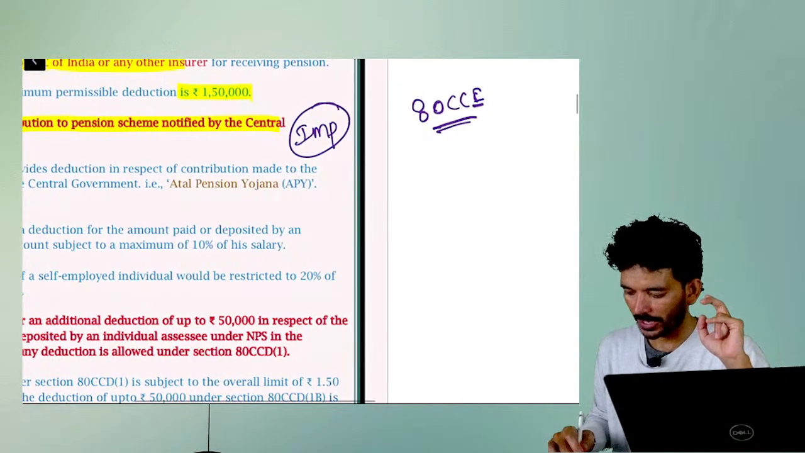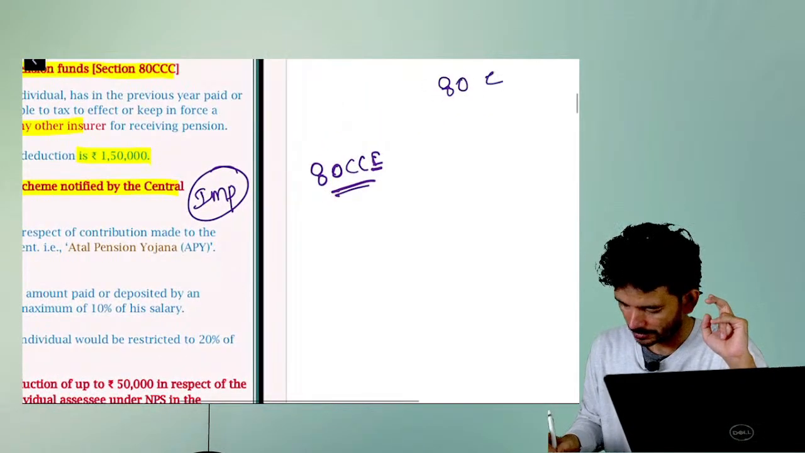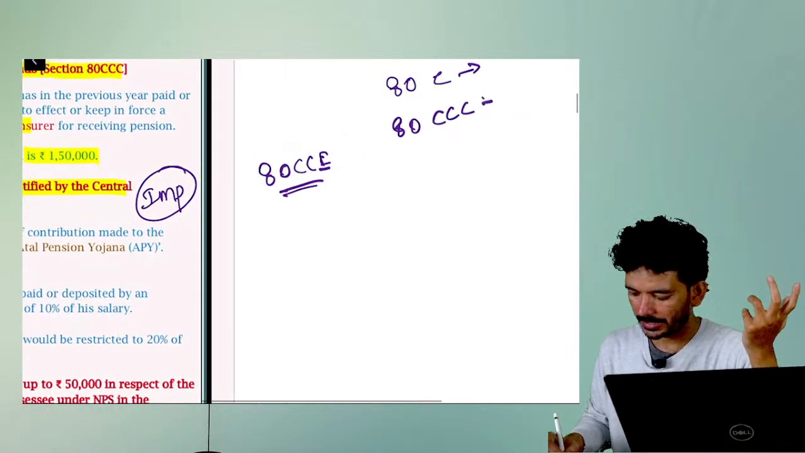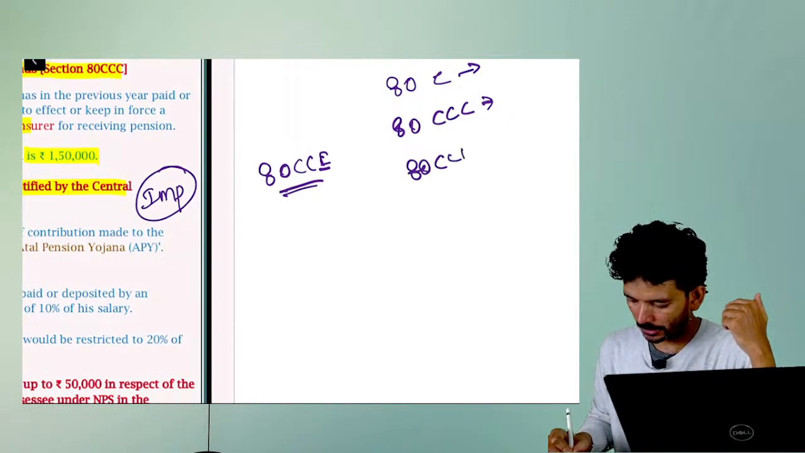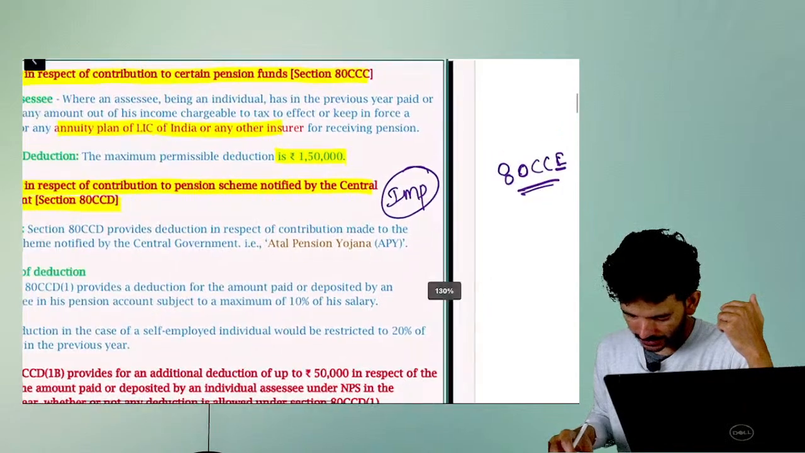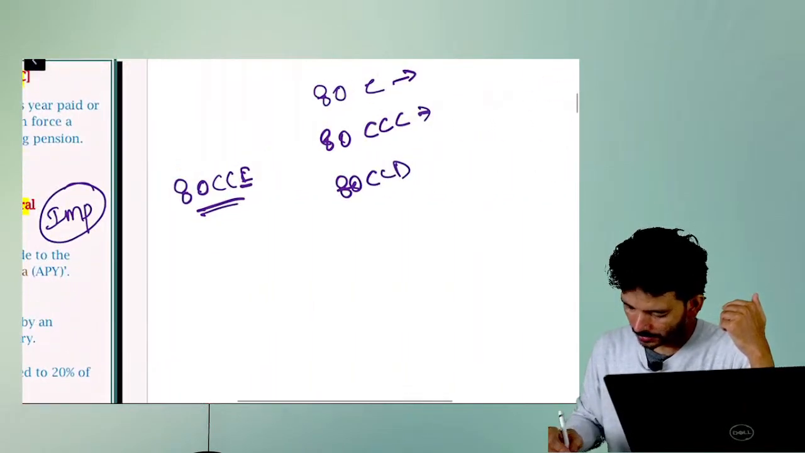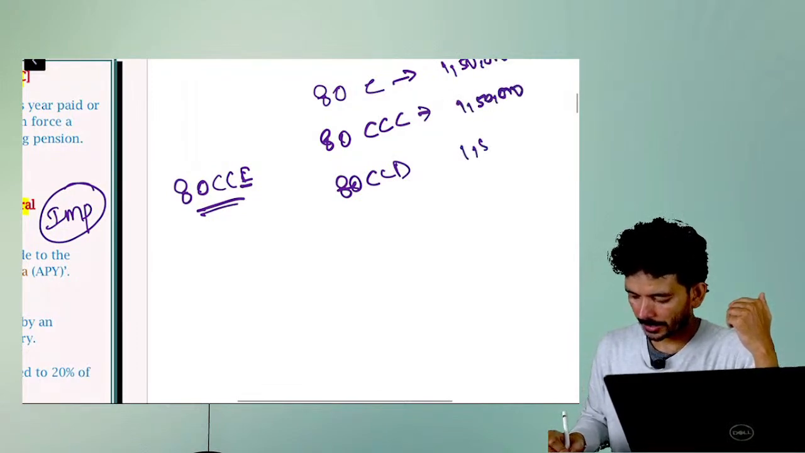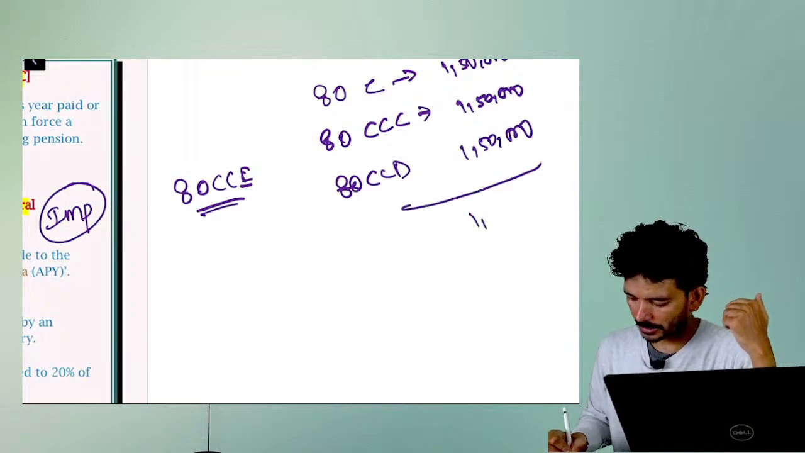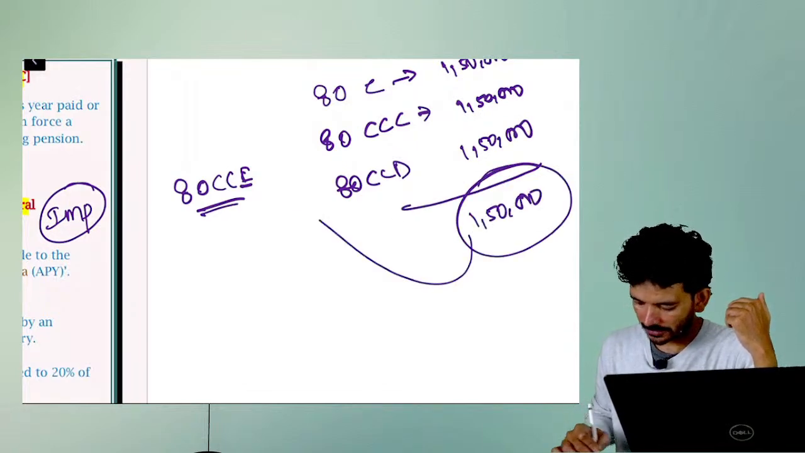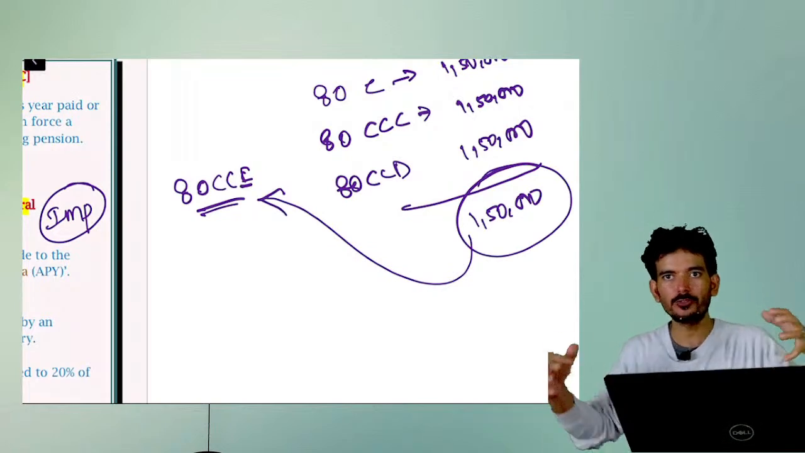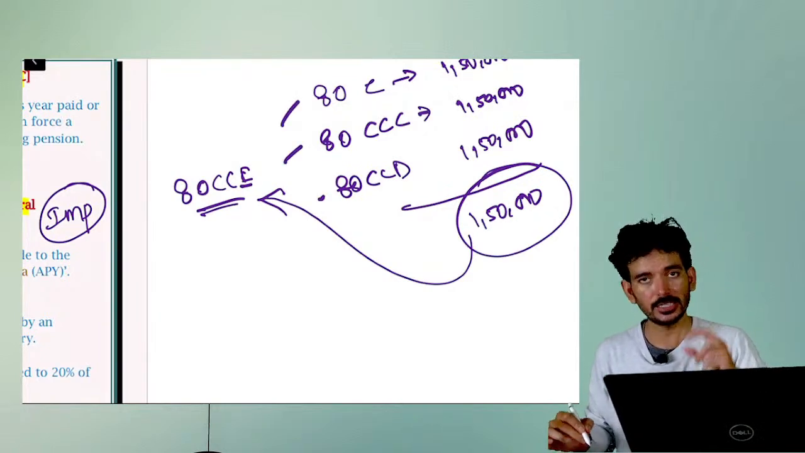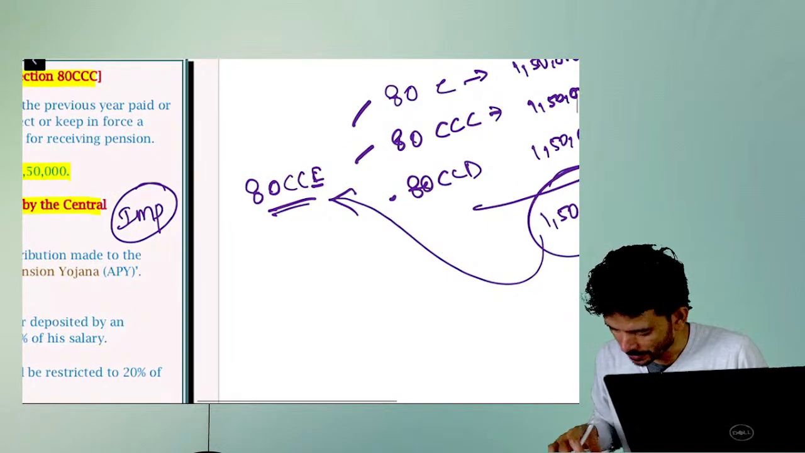Sir, what are you trying to say? So 80C is all your investment, that's what we have discussed. 80CCC is your pension, 80CCD also pension, right? Here you can claim 1.5 lakh, here you can claim 1.5 lakh, here you can claim 1.5 lakh, but put together the maximum should not exceed 1.5 lakh, that is given by 80CCE. So 80CCE is giving a restriction on the amount of deductions that you will take from 80C, 80CCC, 80CCD, right?